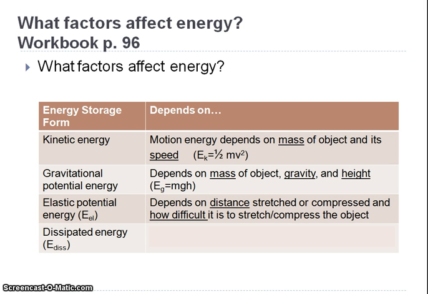When you're thinking about elastic potential energy, it depends on how far that object is either stretched or compressed. So there are some springs where if you stretch it, you can store energy in it. And there are other ones where maybe if you compress it, you're storing some energy in it. And it also depends on the stiffness of that object, how difficult it is to stretch or compress it. And then dissipated energy is typically going to be referred to as thermal energy. Depends on what kind of heat is produced.